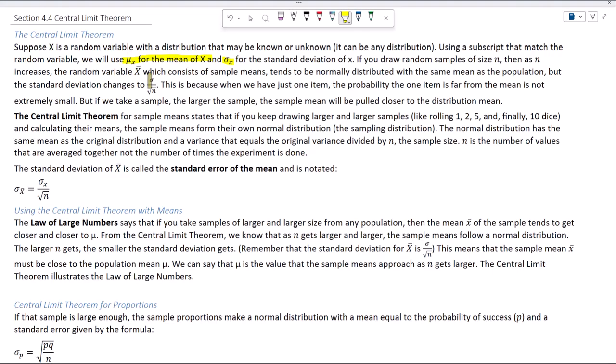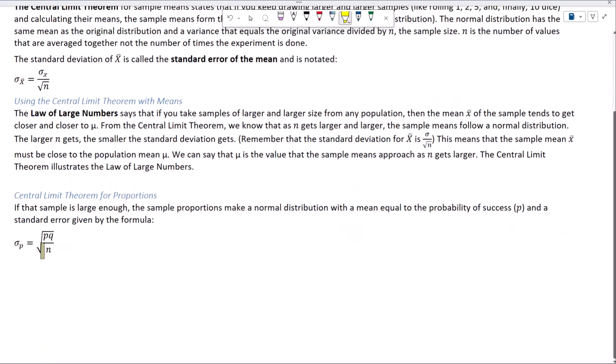And the standard deviation just changes to, instead of being sigma, it's sigma over the square root of n. So this is the standard deviation of our means, or the standard error of the means. And essentially we're going to do what we have been doing. We just replace sigma with sigma over the square root of n. So that's for working with means.